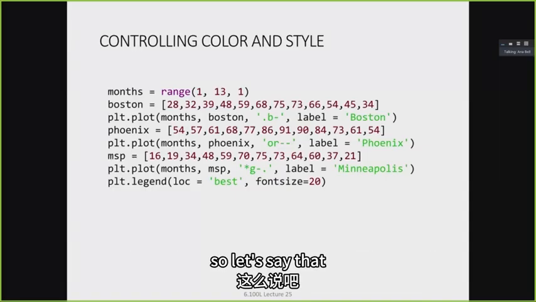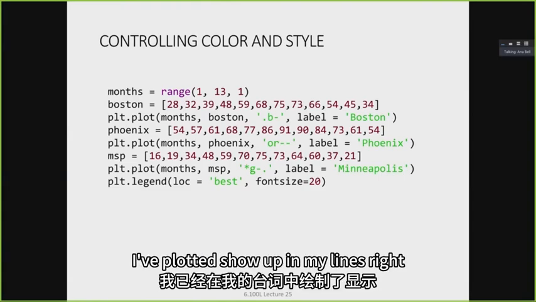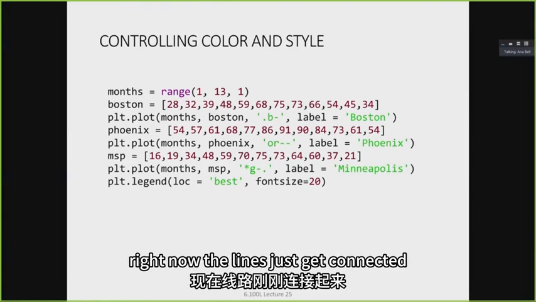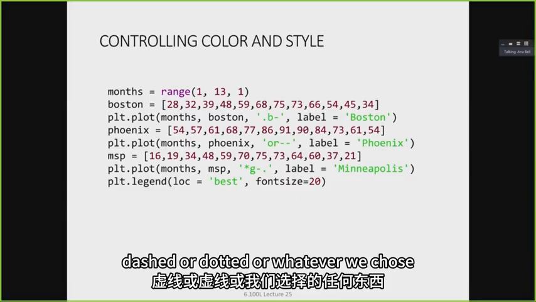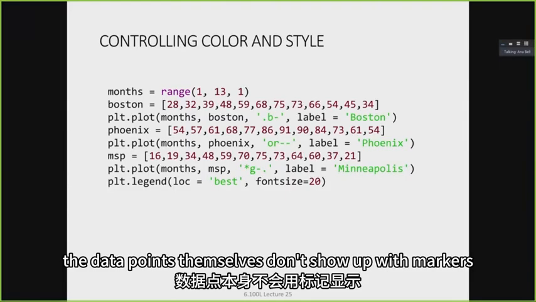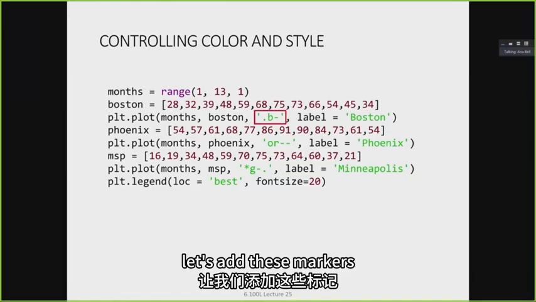So let's say that I would like to have the actual data points that I've plotted show up in my lines, right? Right now, the data points just get connected with our lines, dashed or dotted or whatever we chose, but the data points themselves don't show up with markers. So again, in shorthand notation, we can tell Python, hey, let's add these markers.